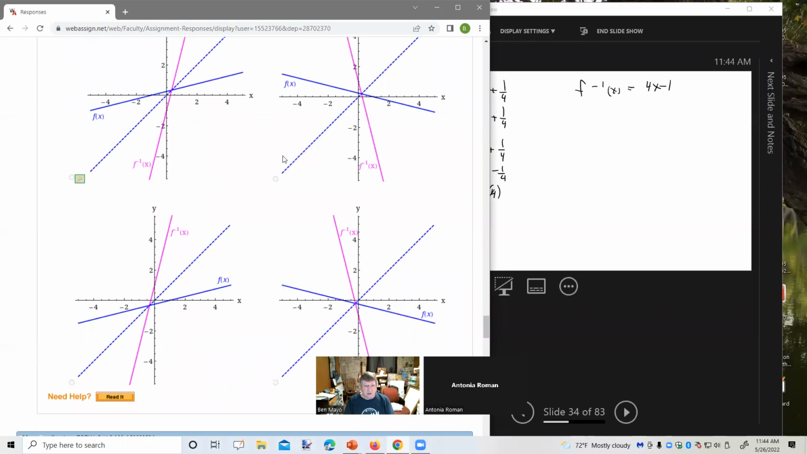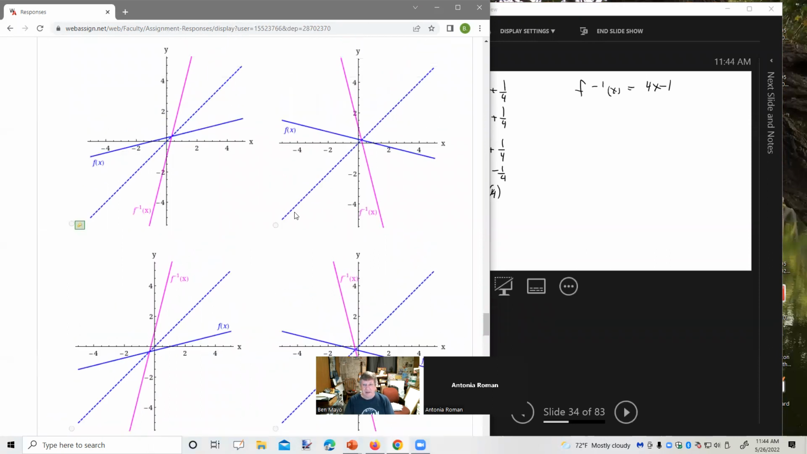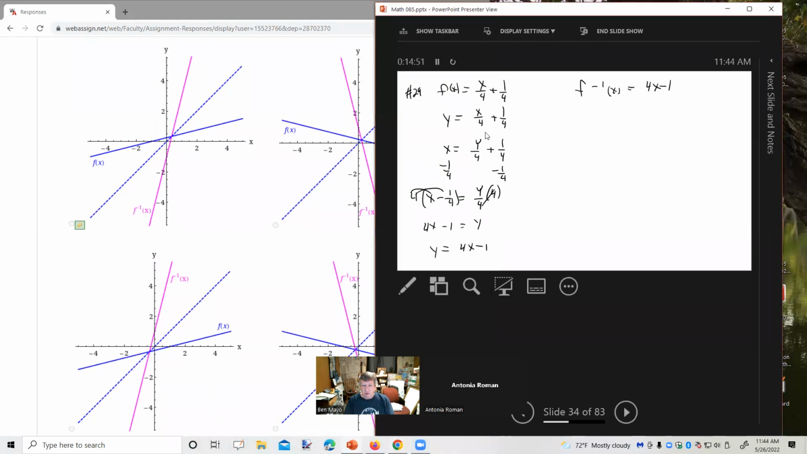all 4 of these, the dotted line is correct. So that doesn't help us any. Let's see, this is 1/4 x plus 1/4. So it has to start at 1/4 and the slope is 1/4. And let's see, if this is 2, this is 1, this one starts at 1/4 and the slope is up 1 and over 4. It looks like this one is this blue line.